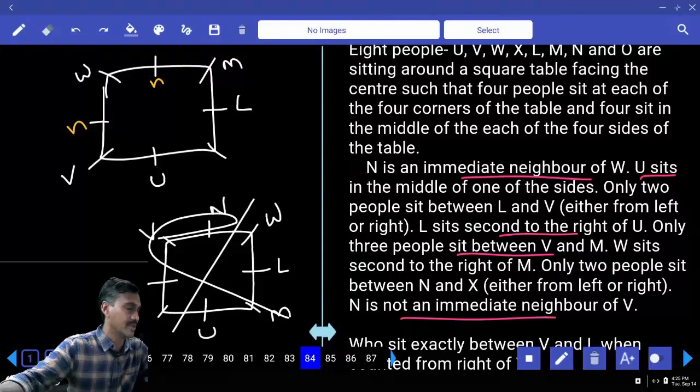Done with this? Now with this we have come to an end of this reasoning section, question number 65 to 100.